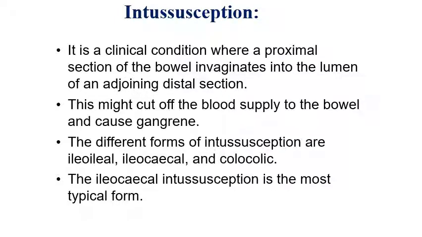Now, intussusception. This is a condition where a proximal part of the bowel invaginates into the lumen of an adjacent distal section, means the proximal part of the bowel invaginates into the lumen of the distal section. So this might cut off the blood supply to the bowel, and it can cause gangrene. What is gangrene? It is the death of a particular part or tissue because of the lack of blood supply. Now the different forms of intussusception are ilioileal, ileocecal and colocolic.